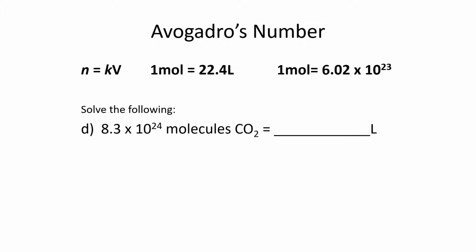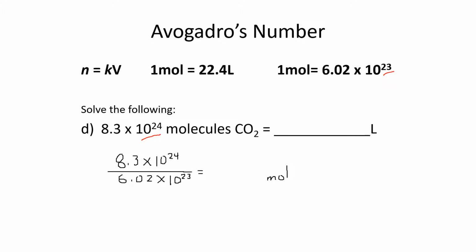Molecules. Now we're using scientific notation. If you want to write out 24 zeros, be my guest. If you want to write out 23 zeros, be my guest. Okay, so we're going to divide this many molecules by that number. So you're going to subtract exponents. When you divide powers of 10, you subtract exponents.